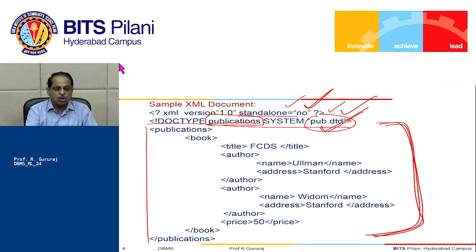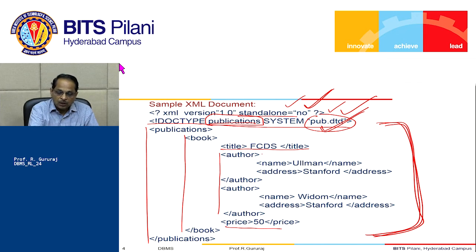The root element for this document is publications, and in this example it contains one book element, which is a sub-element of the root element publications. The book element contains one title element, one or more author elements, and one price element. The author element can contain two sub-elements. The first is the name of the author, the second is the address of the author. Okay, so this is the structure.